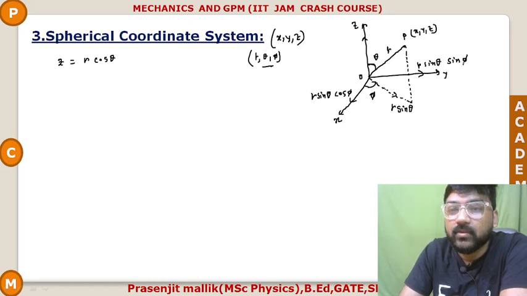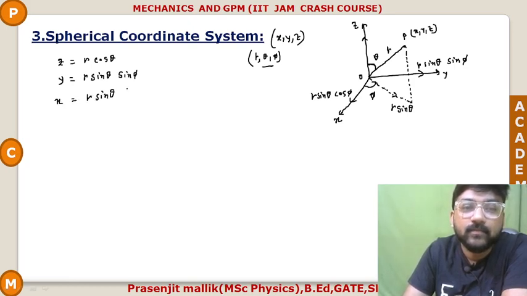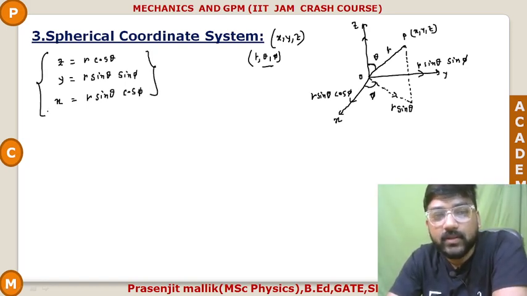So this is our conversion formula. Our y will be just r sin theta sin phi, and x will be just r sin theta cos phi. So this is our conversion formula. This is actually the position coordinate in terms of r, theta and phi.